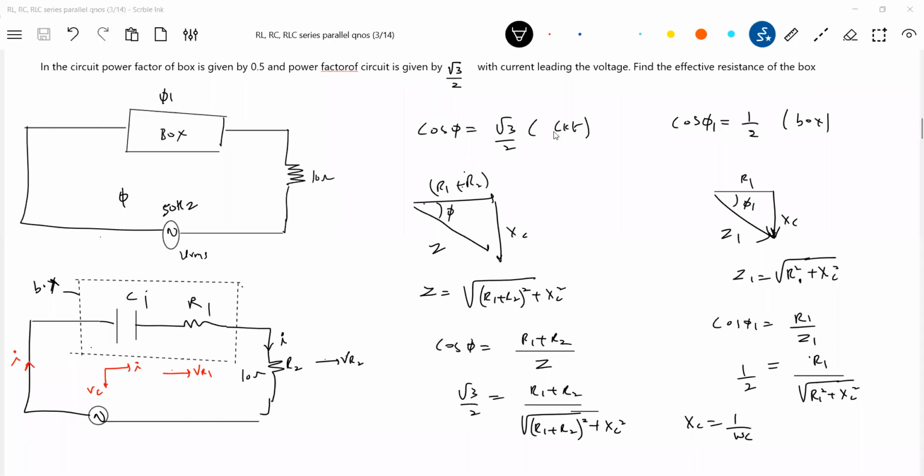See, capacitor, overall phase angle: when the power factor is given as root 3 by 2 with current leading the voltage, in which circuit does the current lead the voltage? In an RC circuit. Okay, got this. So only a capacitor should be inside, no?